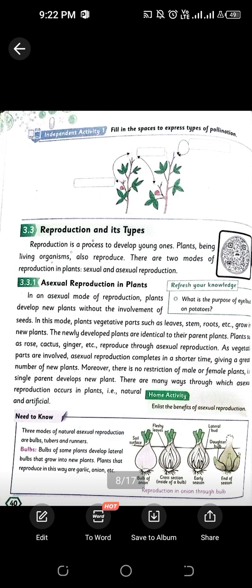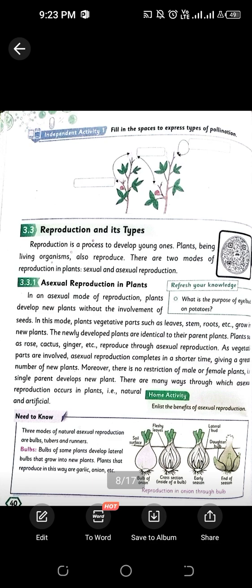Asexual reproduction is a mode of reproduction in which there is no need of a seed. There is no involvement of a seed. What basically happens is that parts of a plant, like the whole plant, leaves, stems and roots, are converted into a new plant. It's known as asexual reproduction.